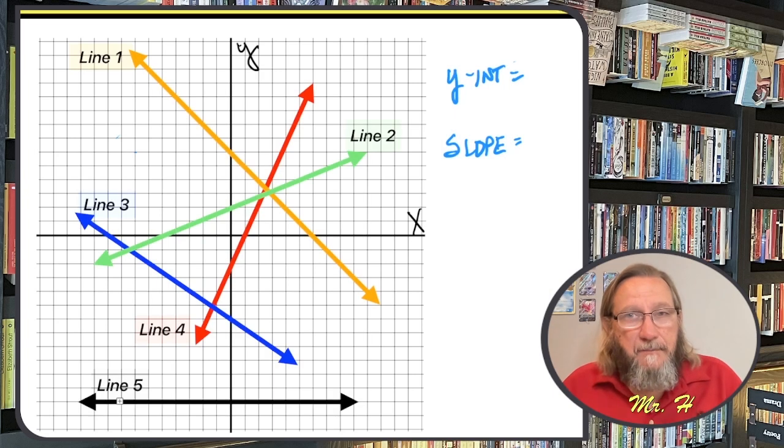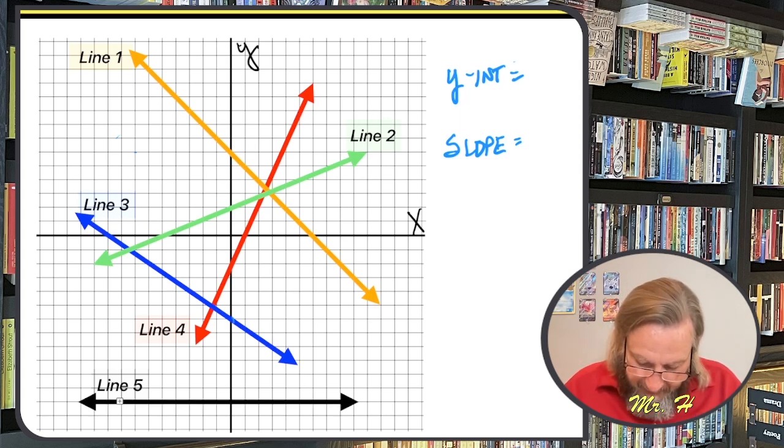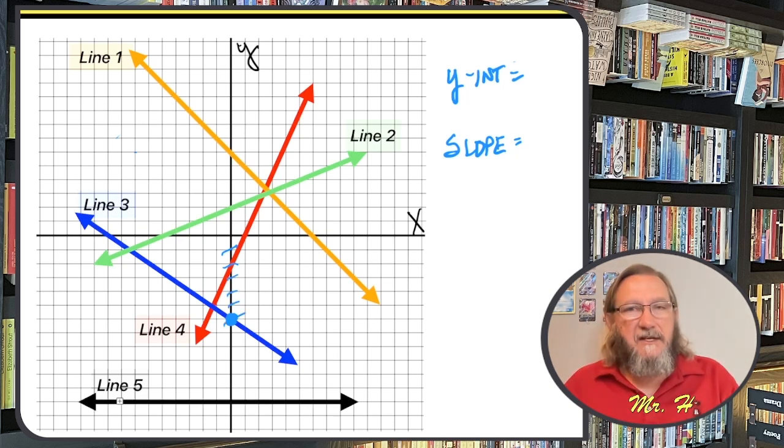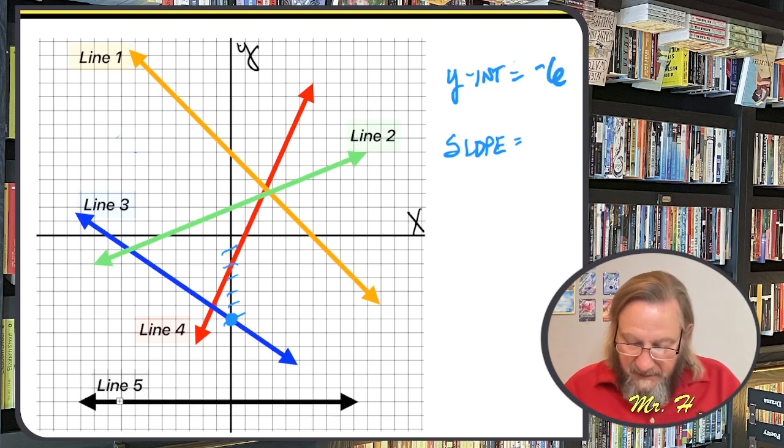Welcome back. Let's take a peek at the answers, the correct way to work these particular problems. Looking at the y-intercept first, again, we're looking for where the blue line crosses the y-axis. That's going to be this guy right here, and we need to identify that point. So we're just going to count down 1, 2, 3, 4, 5, 6. That's -6 on the y-axis. We went down, so that's the negative direction. So the y-intercept is going to be -6.